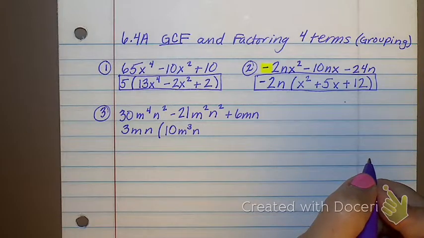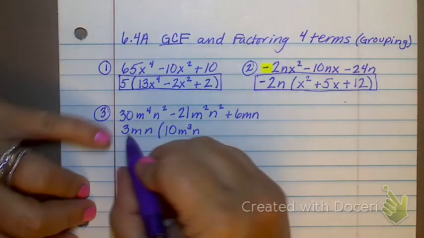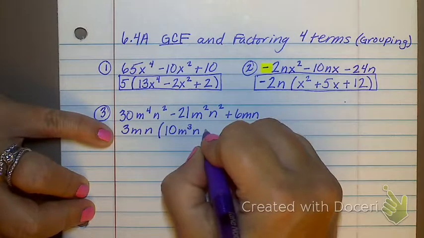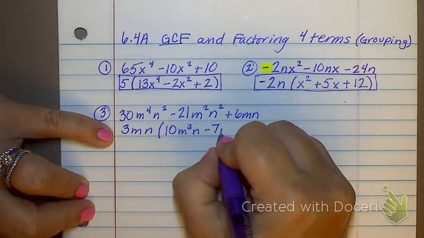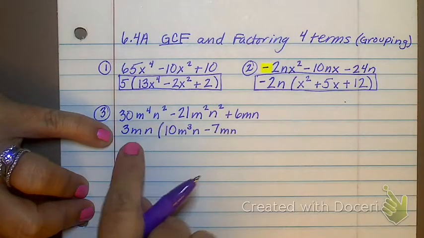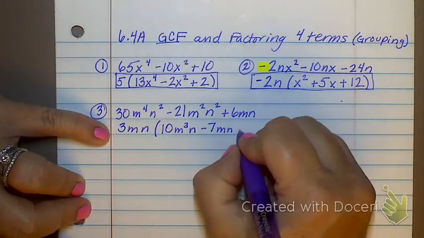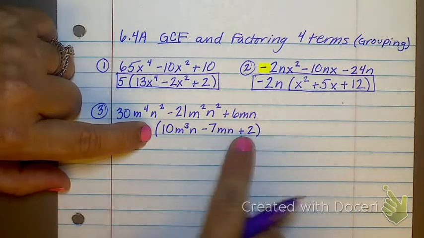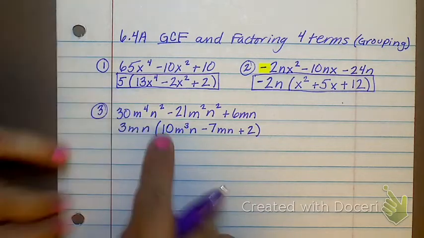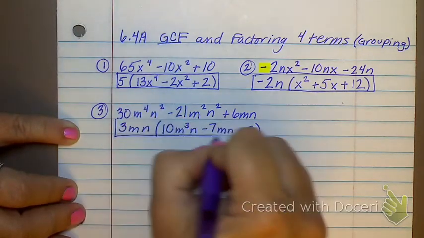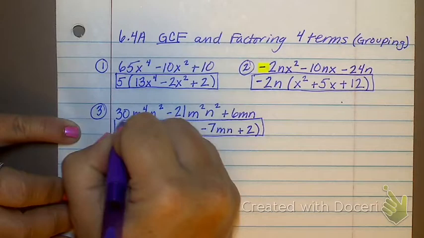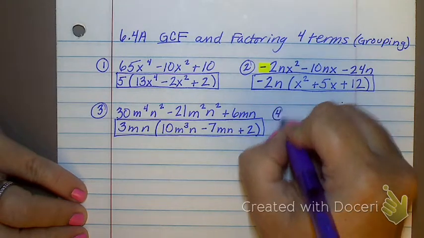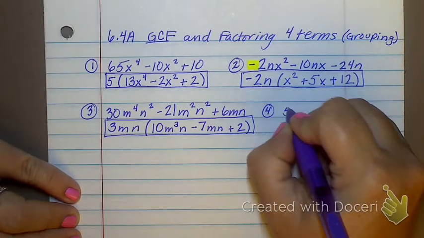Yes? Okay. 3mn times what gives me negative 21m squared, n squared? Minus 7mn. And 3mn times what gives me 6mn? In my parentheses, anything in common here? Nope, so I'm good. Okay. All right, one more GCF problem. I'm going to try and trick you a little bit.